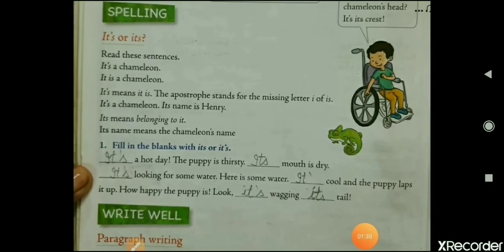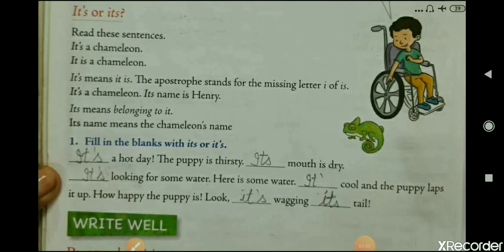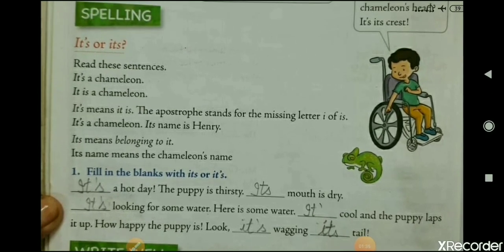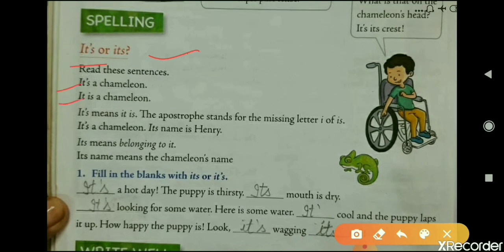Now spelling. It's or its. Both sound the same, but they have a different meaning. It's a chameleon. It is a chameleon. It's means it is a chameleon. The apostrophe stands for the missing letter i of is.